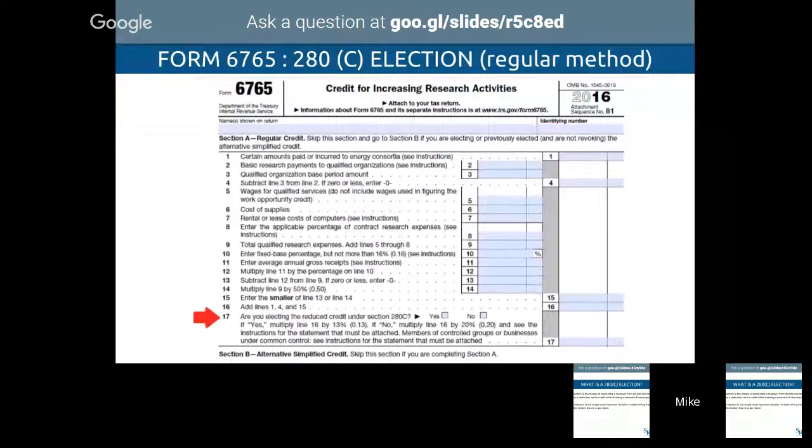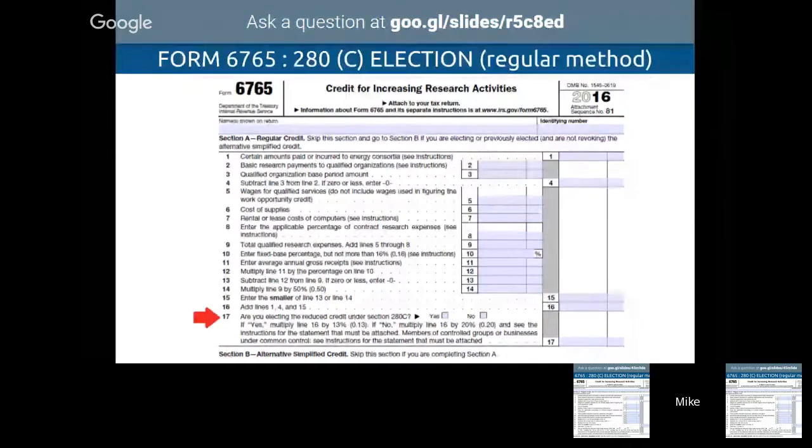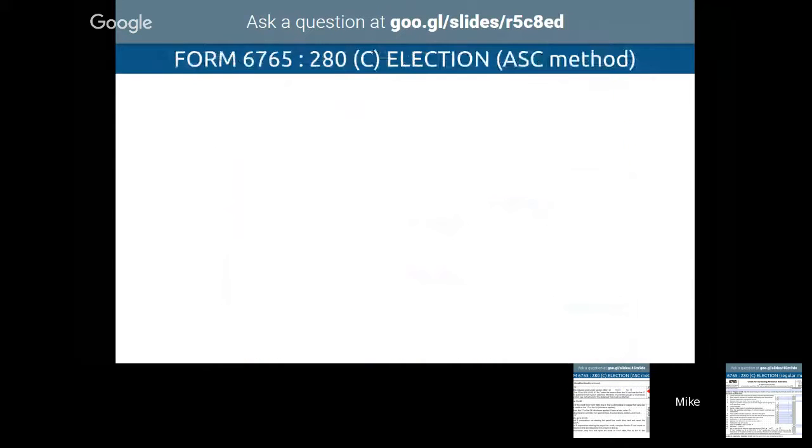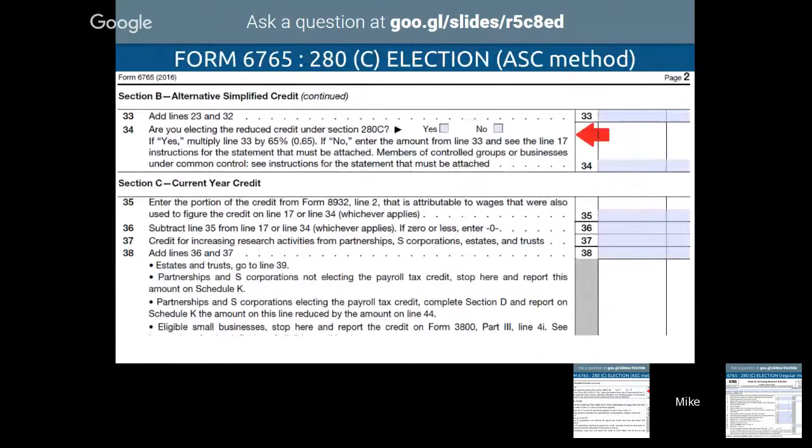This is the 6765. If you're using the regular method, which is section A, you'll see down in line 17, where you get a choice. Are you electing to reduce the credit under 280C? And you'll see you got a choice of yes or no. That's in section A. Now, if you move to section B, which is the second half of page 1, but then going over to page 2, you'll see there at section B, going down to line 34, you see you get the same choice again. You get a choice to elect yes or no.